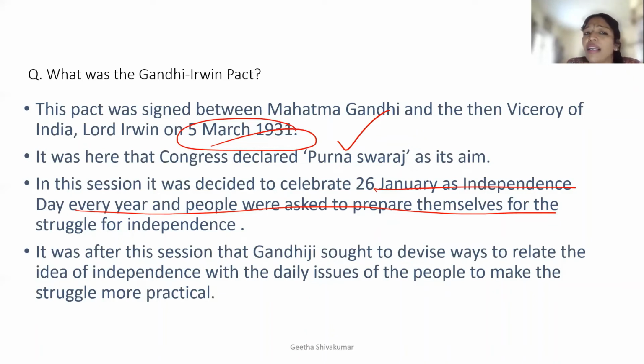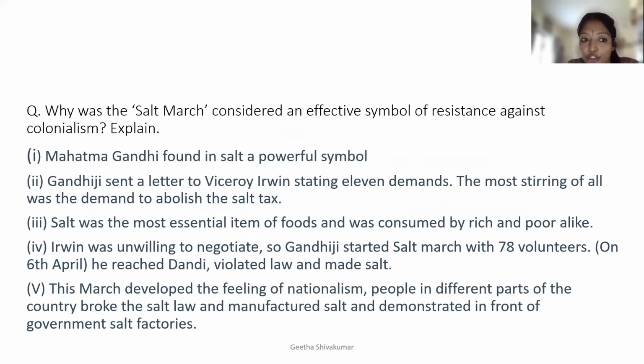Okay, so this question is not important, but I thought, for your general understanding, you should know at least when the pact was signed. The pact was signed in the year 1931, and the date was 5th March.